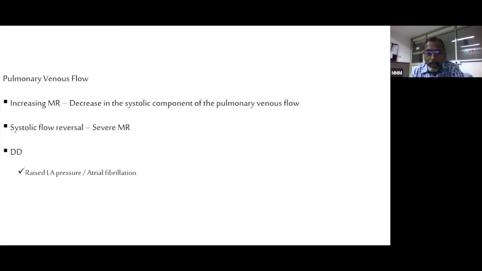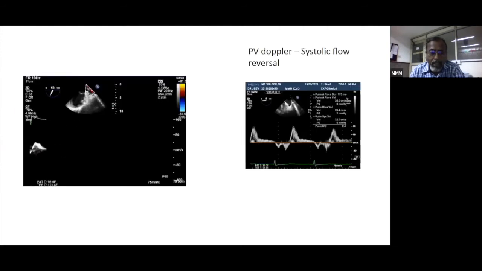And we should remember some causes other than severe MR that can cause systolic blunting or reversal. So this is the normal systolic and diastolic flow, where the systolic wave is larger than the diastolic wave. And on this side, it is showing the systolic flow reversal.